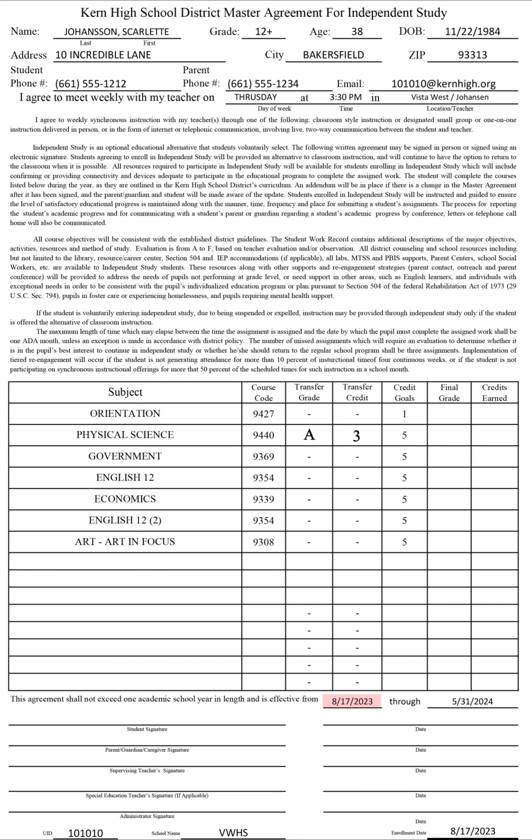At the bottom, make sure you have the day that they start the program. That would be their enrollment date. And then the date that they're going to go through, which usually would be the end of the school year. And then at the very bottom, make sure you have their UID, the school name that they'll be attending, and the enrollment date again at the bottom.